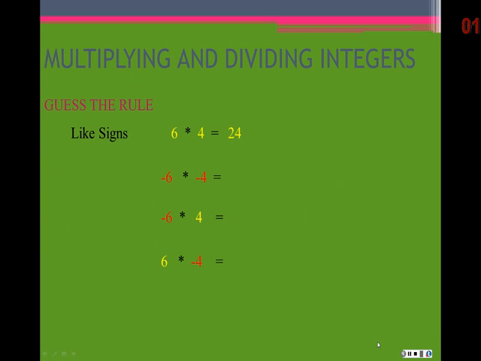Six times 4 is 24. 6 is positive and 4 is positive. So 24 is positive. What happens if I have negative 6 times negative 4? No, what do we say if the signs are the same? It's positive. Okay, what about negative 6 times 4? Negative 24, okay?